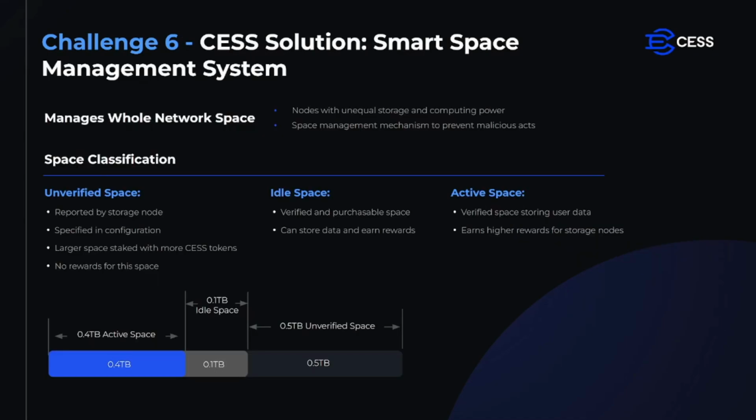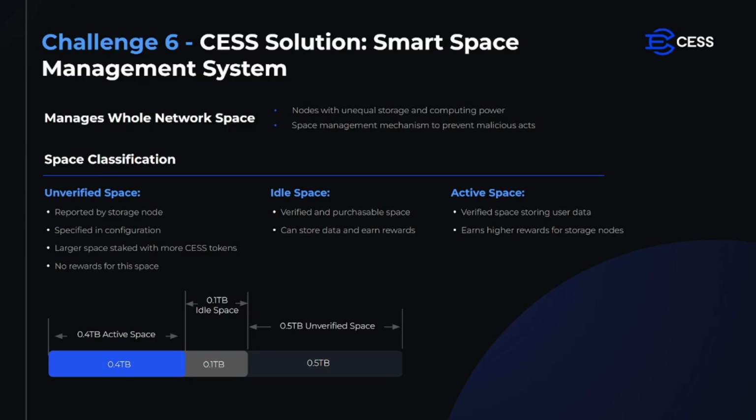To tackle these inefficiencies, CESS has introduced a smart space management system. The smart space management system is designed to manage the entire network's storage space effectively. The system accommodates nodes that have varying amounts of storage and computing resources, ensuring efficient utilization across the network. It employs a robust space management mechanism that prevents malicious activities, ensuring that storage space is used effectively and securely.